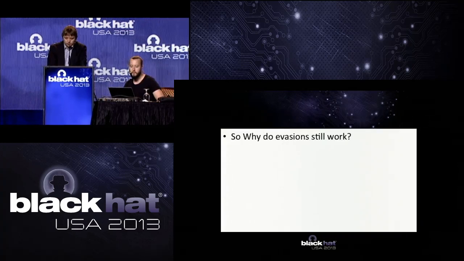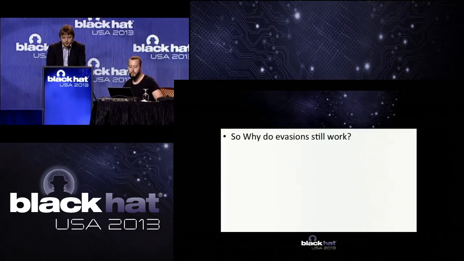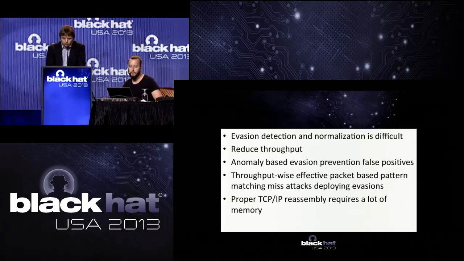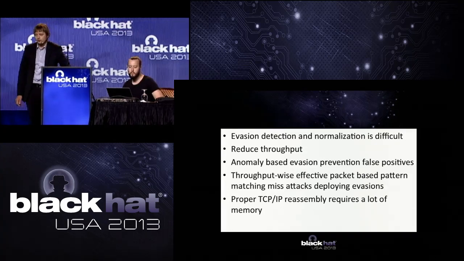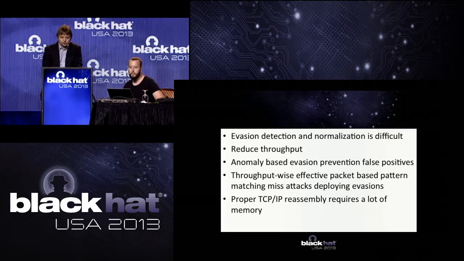So if there is so much research being done, why do the evasions still work? Well, detection normalization is really difficult, and it reduces throughput. Anomaly-based evasion prevention leads to false positives. If we do throughput-wise effective pattern matching, that actually means ASICs deploying evasions. And again, proper TCP/IP reassembly requires lots of memory.